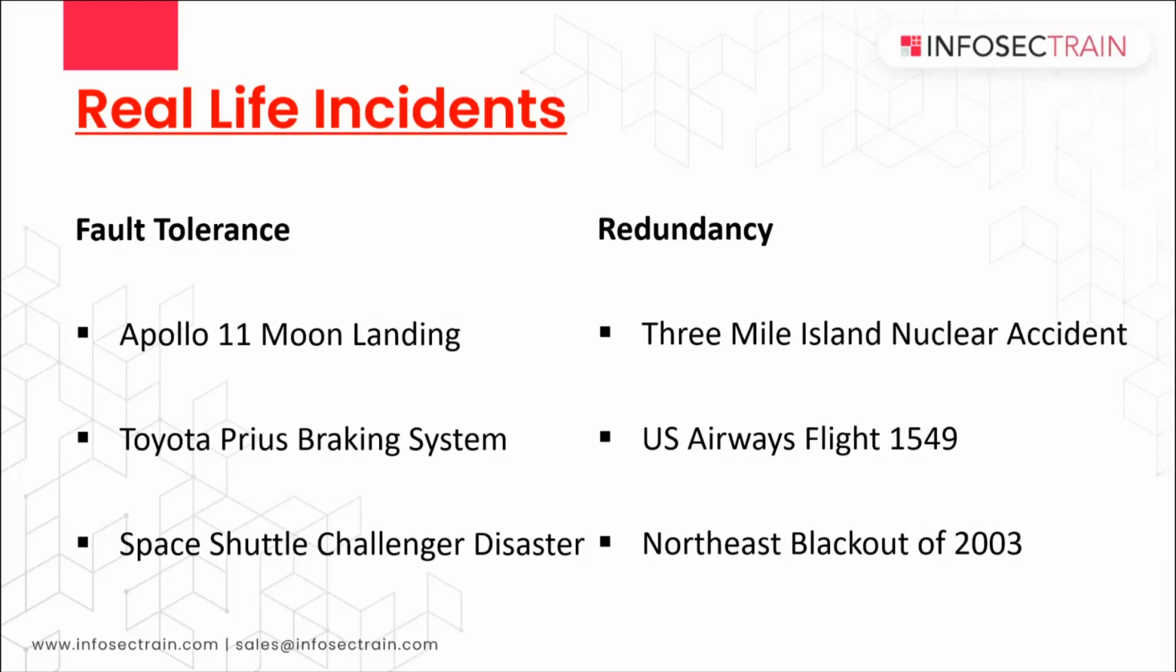So overall, we can say that these incidents demonstrate the importance of redundancy, as well as fault tolerance, as we explained, in critical systems such as nuclear power plants, aircraft, and power grids. By implementing redundant systems and backup options, it is possible to minimize the impact of failures and disasters on the safety and availability of these particular systems, right?